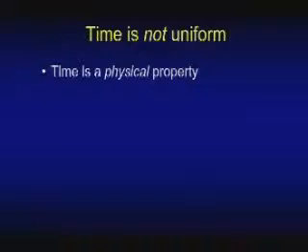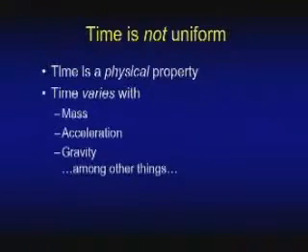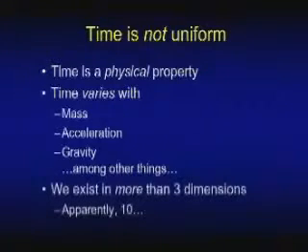Time is not uniform. Time is a physical property. We need to understand that because it will resolve many of the paradoxes that we discover in the Bible and elsewhere. Time varies with mass, acceleration, and gravity, among other things. So time is a physical property that varies.